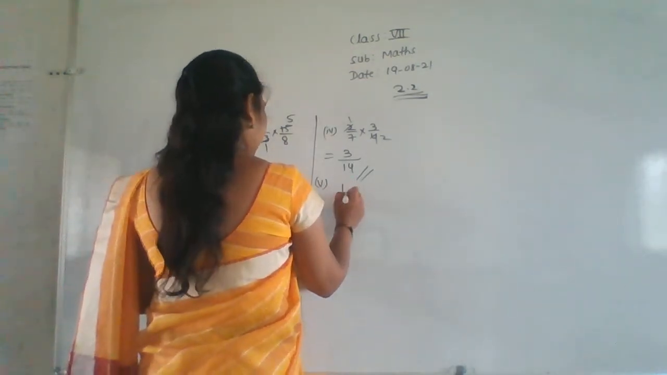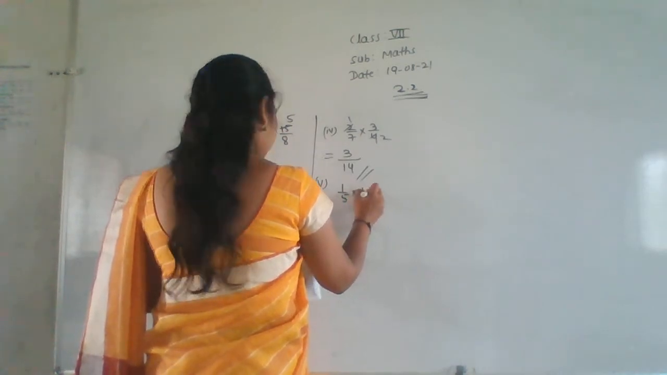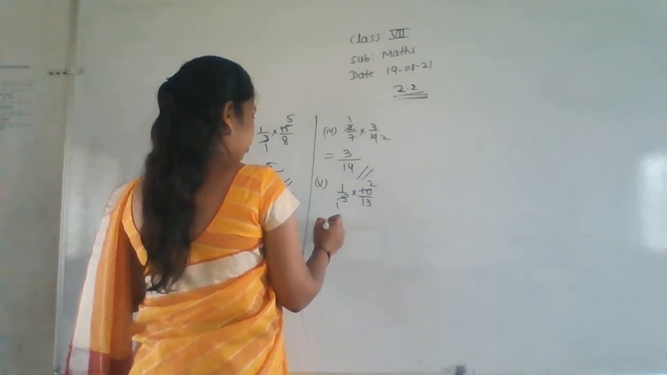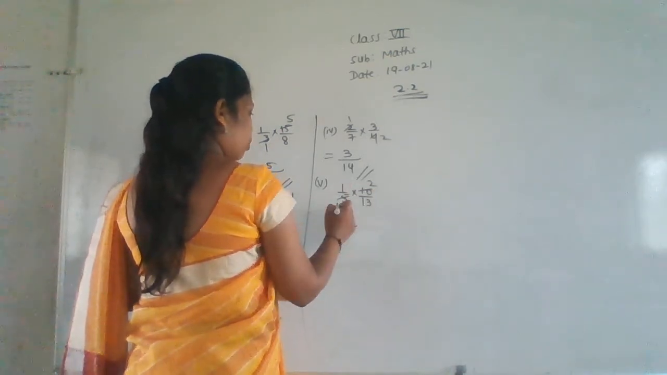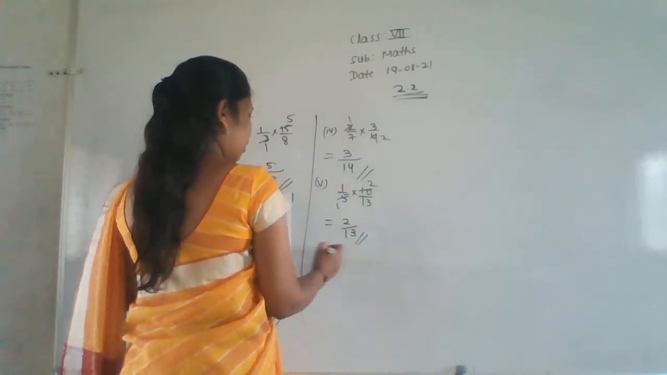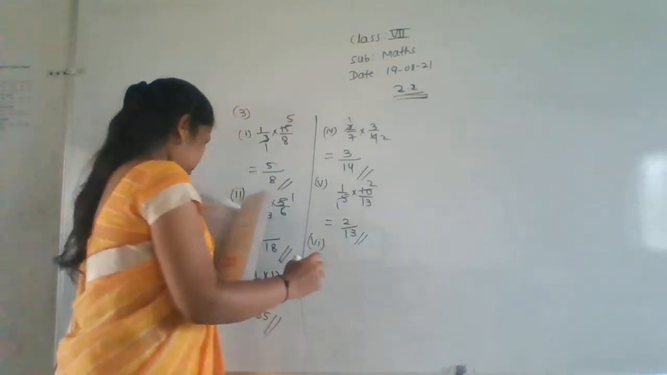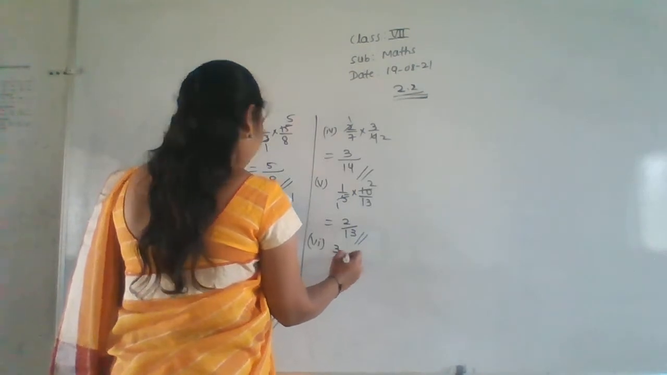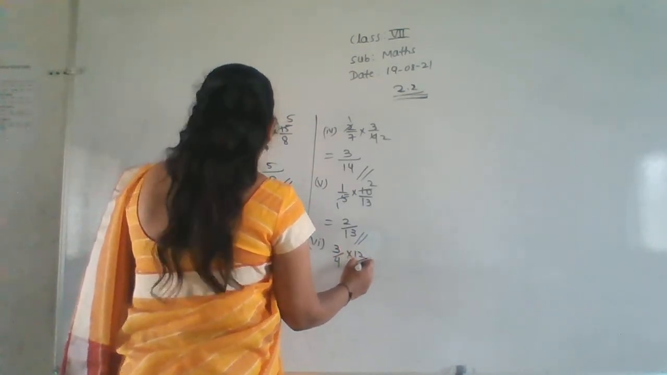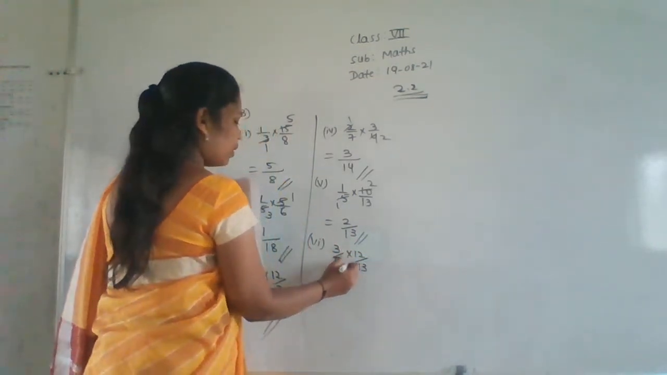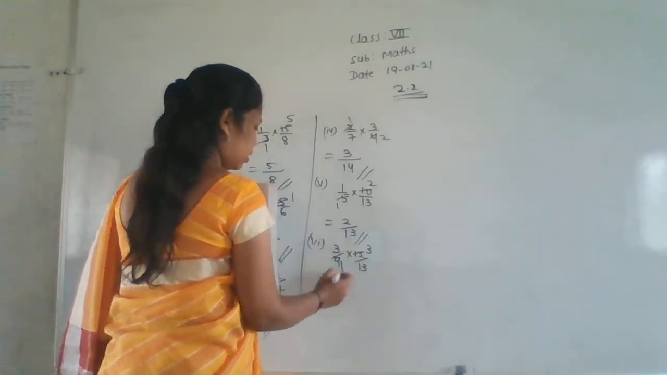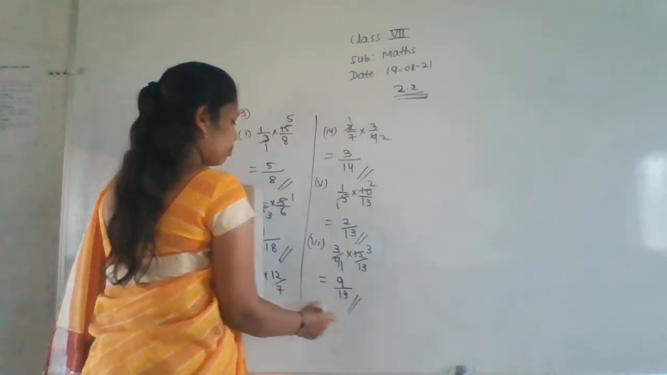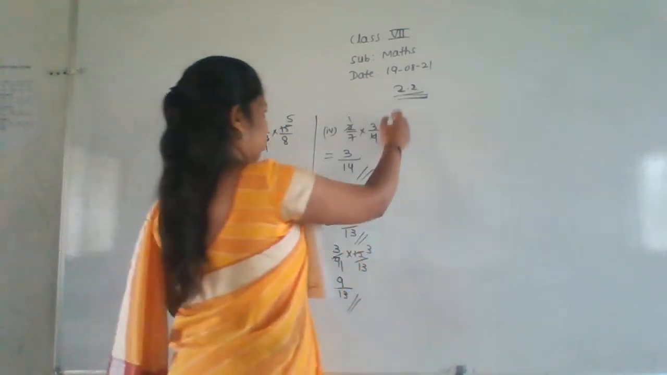Fifth one is 1 by 5 into 10 by 30. Here 5 ones are 5, 5 twos are 10. So answer is 2 ones are 2. 13 ones are 13. 2 by 13 is the answer. Next, sixth one. 3 by 4 into 12 by 13. 4 ones are 4, 4 threes are 12. Next, 3 threes are 9. 13 ones are 13. 9 by 13 is the answer.